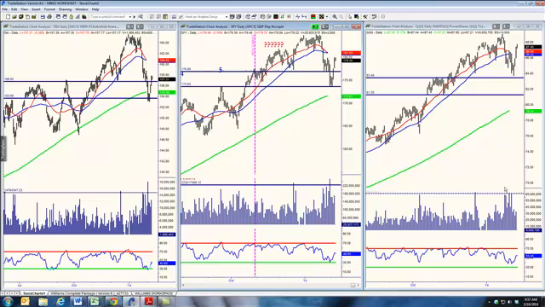So all of them reached the points that one would say, okay, we're going to get a little bit of a bounce. Of course, the bears are going to say it's a dead cat bounce, and the bulls are going to say, oh gosh, did I miss the correction?